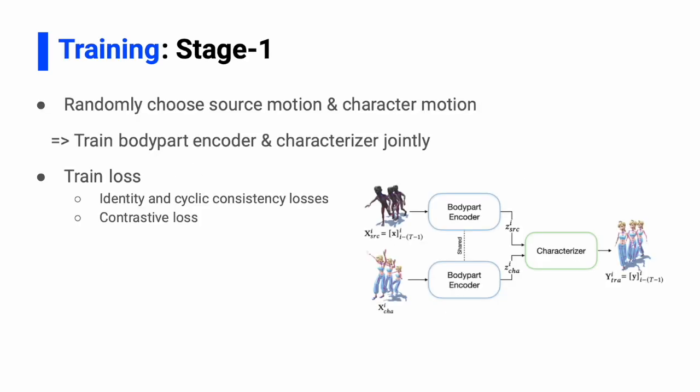Let me explain more deeply this stage 1 training. Without NCM, we randomly choose source motion, which is X subscript source, and character motion, which is X subscript character, to train the body part encoder and the characterizer jointly. When we do learning style transfer, we usually use identity and cyclic consistency loss. Also, the authors introduced a contrastive loss to enhance local context preservation spatially and temporally. I will tell you what meanings these losses have in the next slides.